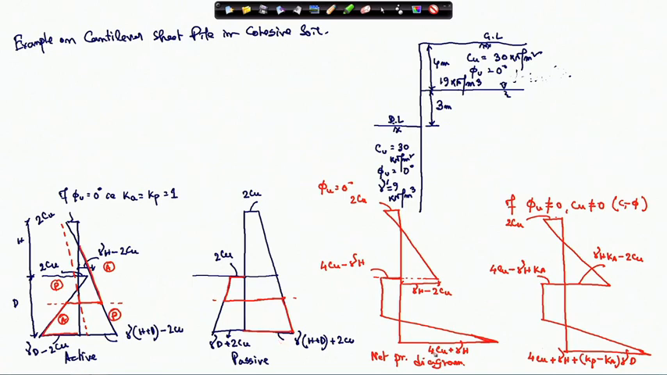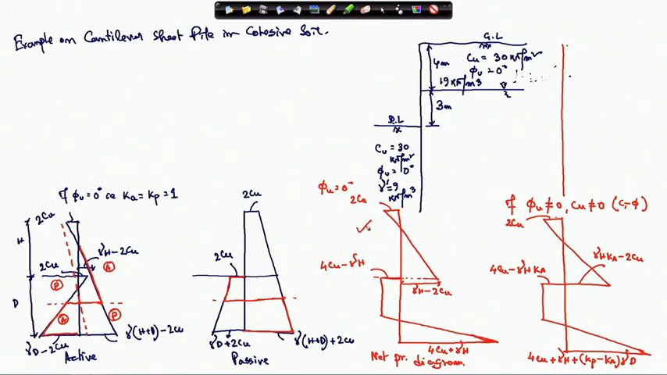In the case where the phi value is equal to 0, it is 4 Cu plus gamma h plus (Kp minus Ka) into gamma d, because here this part will exist. Okay, so this is the diagram. Depending upon whether it is a C soil or a C-phi soil, you have to use this diagram. For our case, phi value is 0, so you have to consider this diagram.